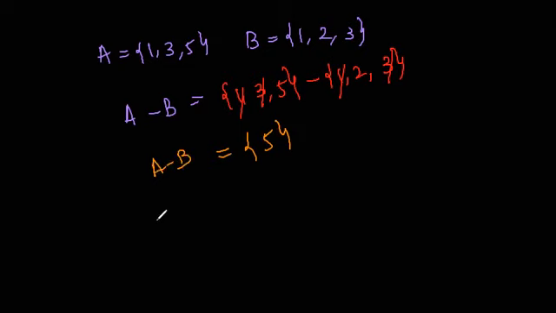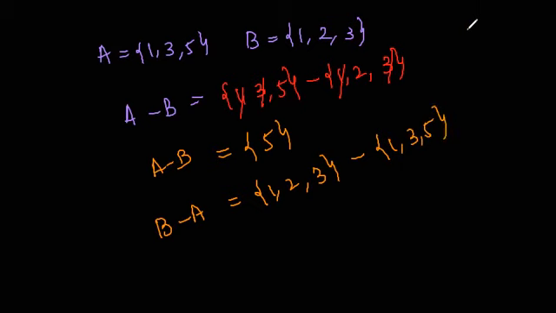Now, what about B minus A? You have to write it as 1, 2, 3 minus 1, 3, 5. Once again, let's cancel the elements which are in both A and B. So 1 is cancelled, 3 again. 2 is the one which is only in B but not in A. So B minus A is equal to 2. One more thing to be remembered is that A minus B is not equal to B minus A.